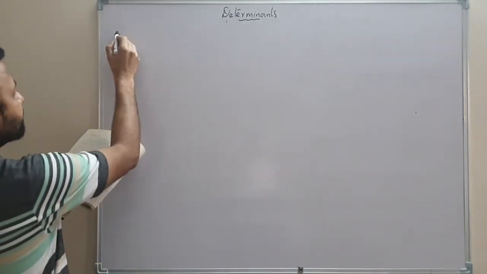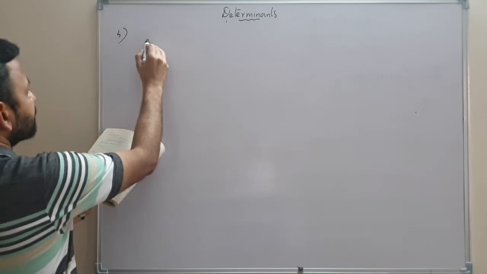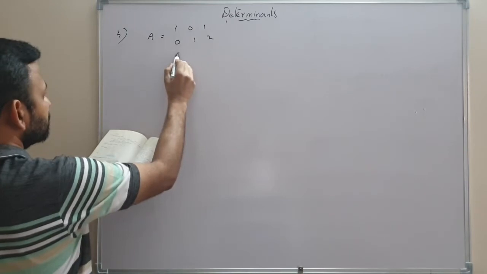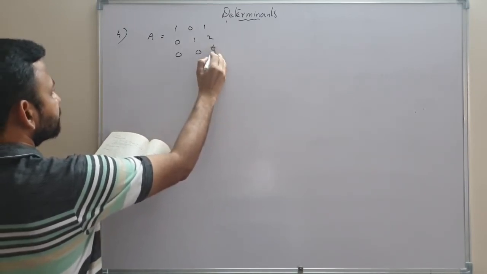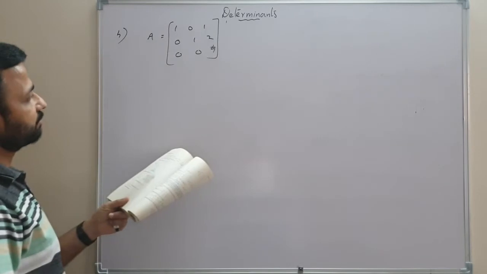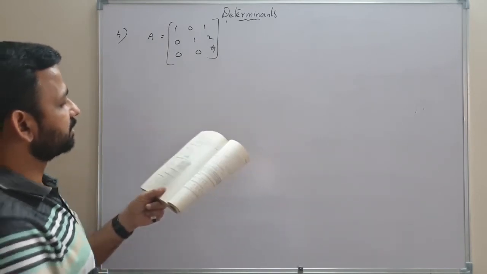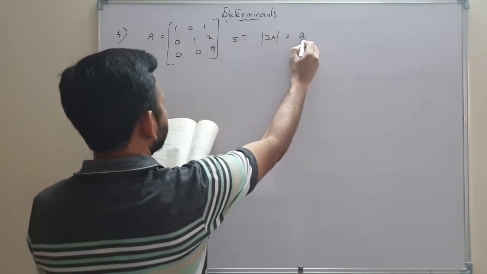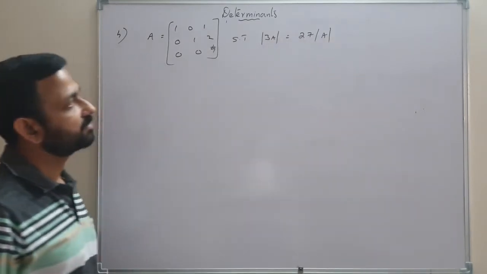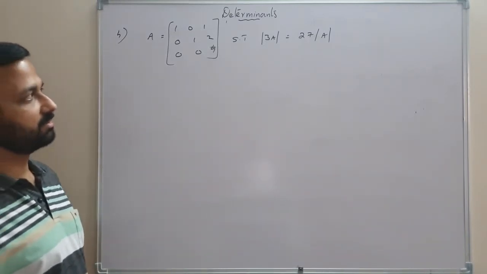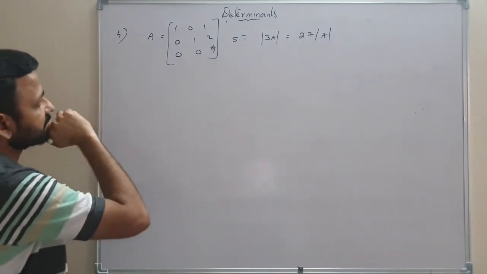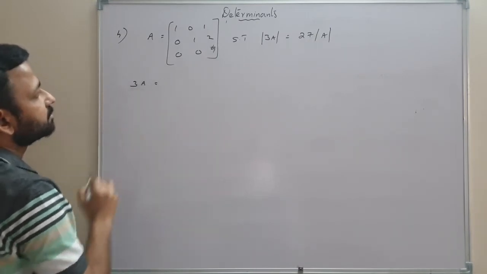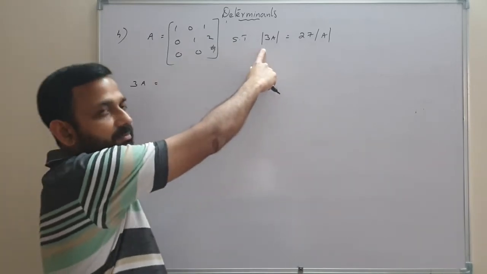Question number 4. 1 0 1, 0 1 2, 0 0 4. That is a matrix. Then show that determinant 3A is equal to 27 into determinant A. First we can find 3A, then its determinant, that will be LHS.